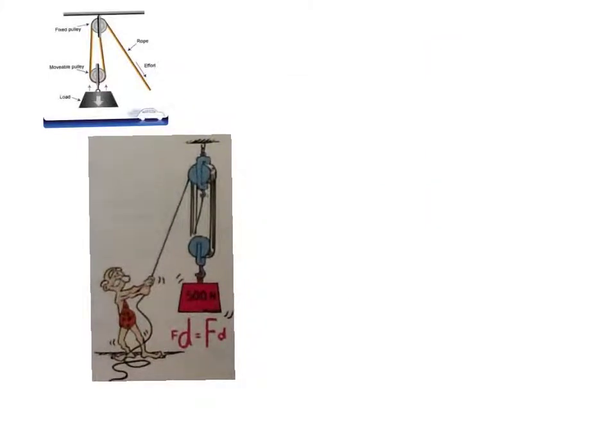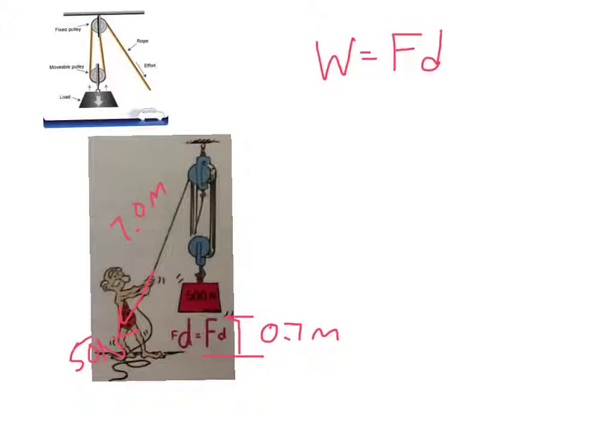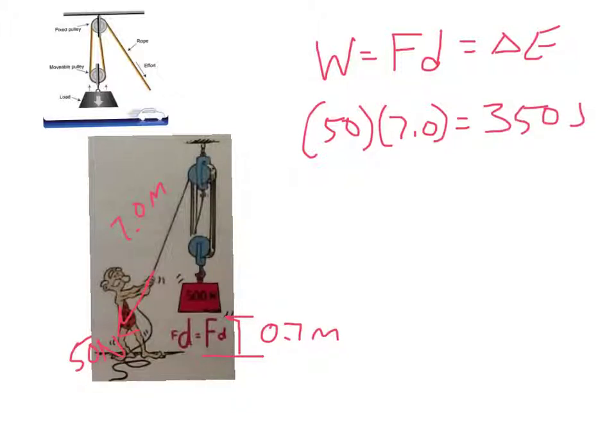Let's say he pulls 7 meters of rope with a force of 50 newtons. He lifts a 500 newton load, a vertical distance of, say, 0.7 meters. Now, our expression for work is force times distance. And we also define work as the change in energy. So if we multiply the force that he applies through the distance through which that force is applied, we find that the energy he uses is equal to 350 joules.